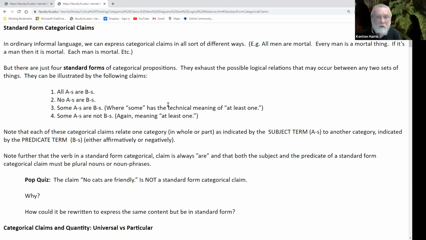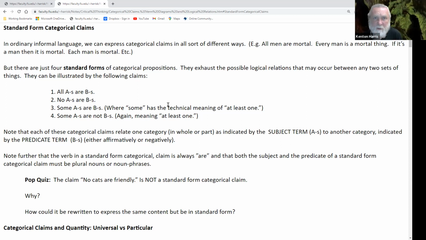Now, are they the only words you're allowed to use if you're expressing a categorical statement? No, right? As I mentioned, all of those are categorical statements. They're perfectly fine. There's nothing wrong with them. And in ordinary language, you're getting your ideas across just fine. But when you're doing standard form categorical logic, you have to conform yourself to one of these four forms. All right, so I'm talking about all blank are blank. What goes in the blank?